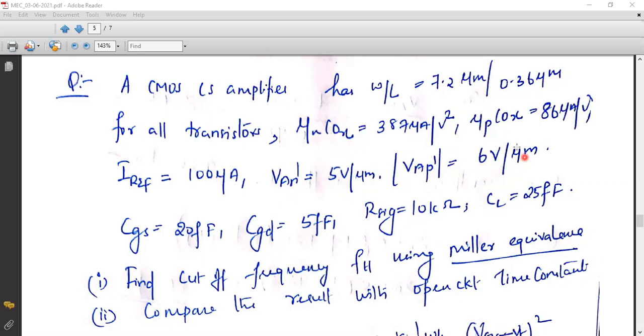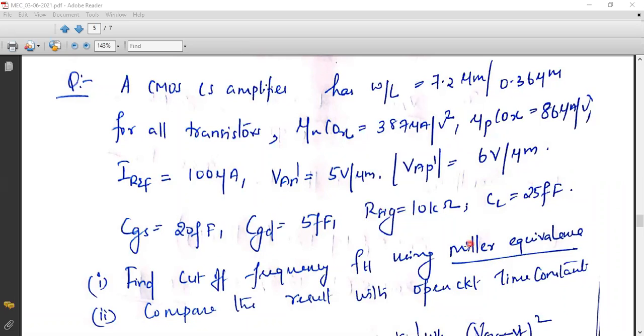VAP dash, again, this is available for unit length per micrometer. It is not in volt, it is in per micrometer. So you need to multiply with the length in order to get the total exact voltage. And all the capacitances are considered here, CGS, CGD, and CL, and finally the RSIC.